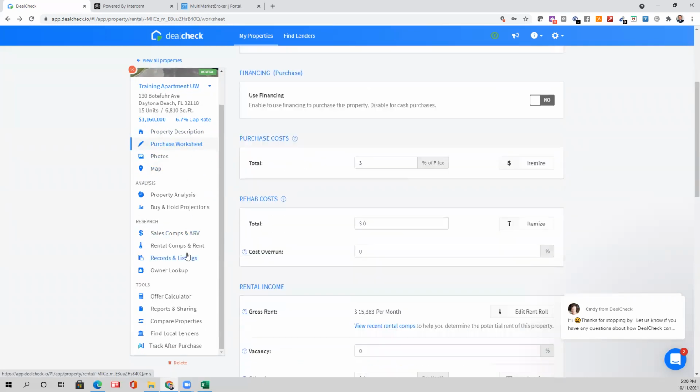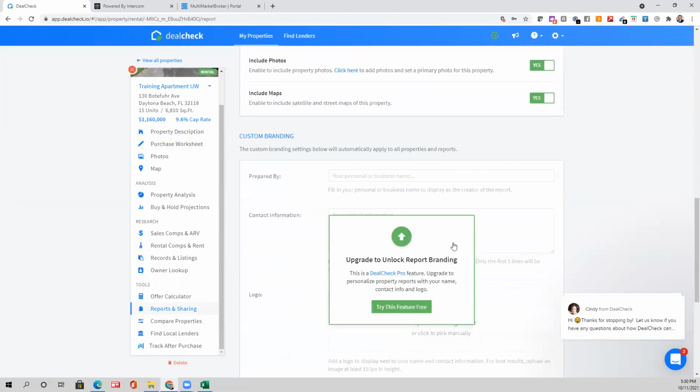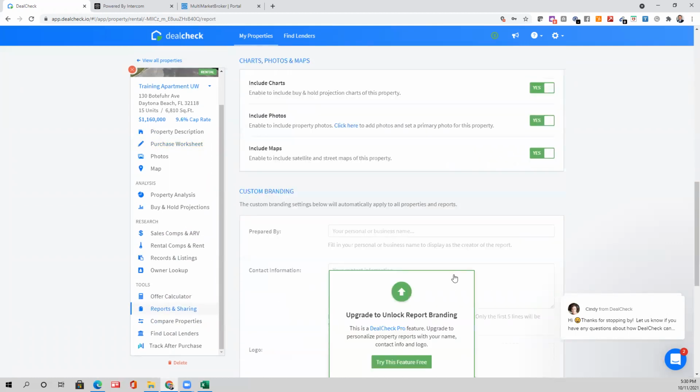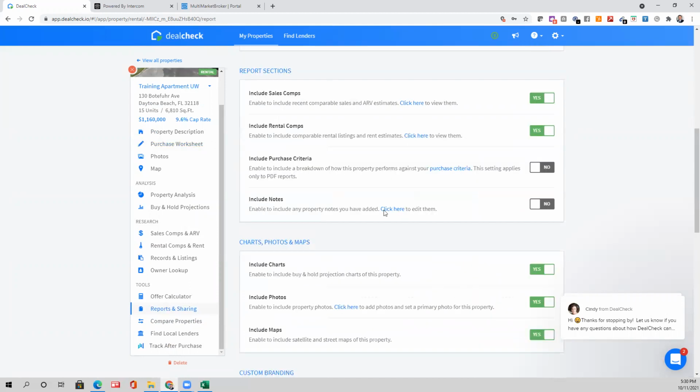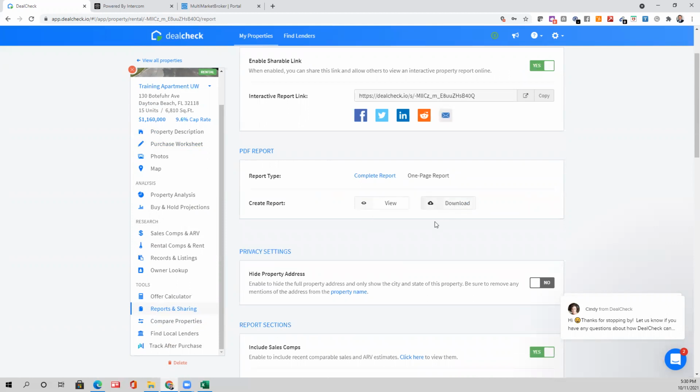Purchase, so here's the report. Now when you go to reports and sharing down here, you include, if you want your own branding, all that, you can unlock the pro version. It's a few bucks a month. We use a little better packaging, but let's do the complete report. Let's see what this looks like.